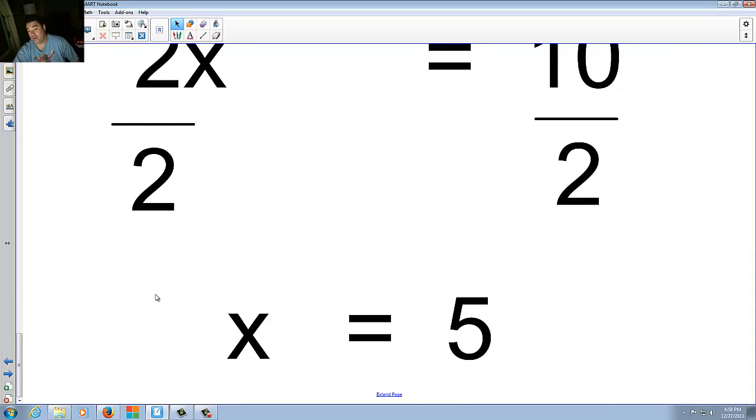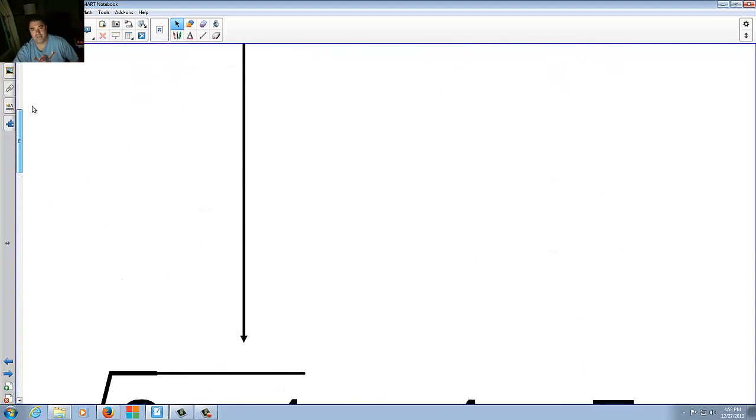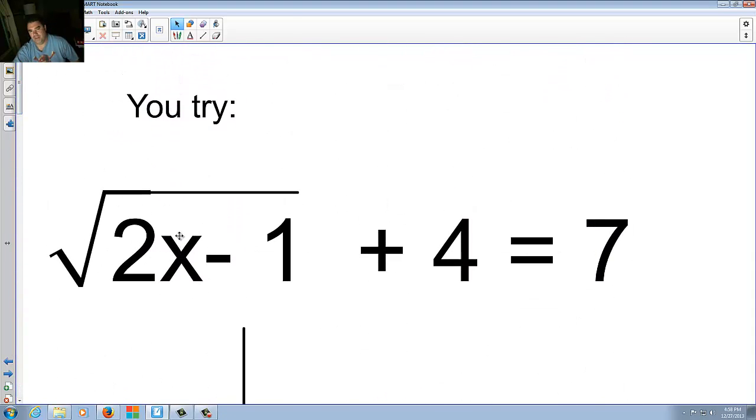X equals 5. Now, if you're not sure, go all the way back up to the top and put a 5 in there. 2 times 5 is 10. 10 minus 1 is 9. Root of 9 is 3. And 3 plus 4 is 7.